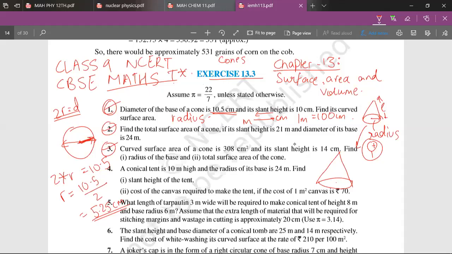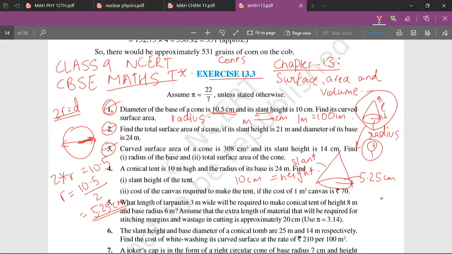So we have used this shape as a reference for our question. Radius is equal to 5.25 centimeters. The diameter of the base of the cone is 10.5 centimeters, and its slant height is 10 centimeters. Here I have told you what slant height is. This is known as the slant height. Now, slant height is equal to 10 centimeters. Find its curved surface area. Okay, so we'll try to solve this question.